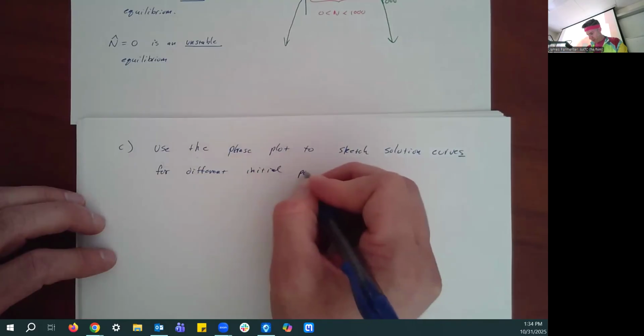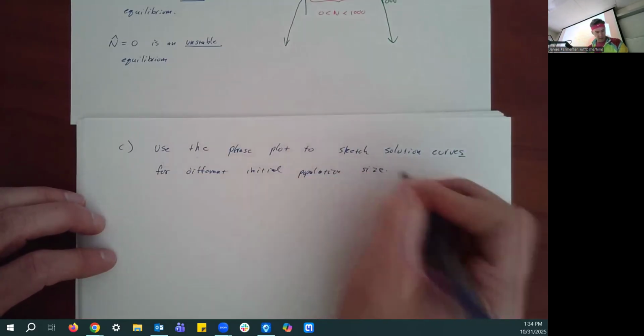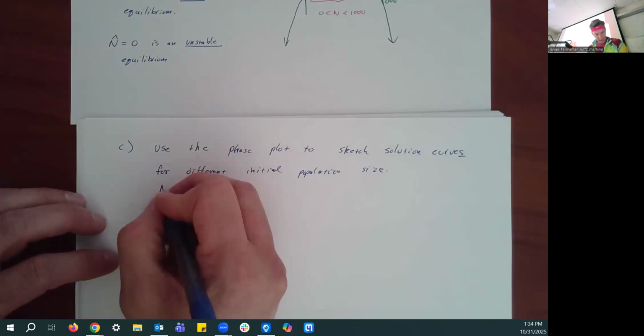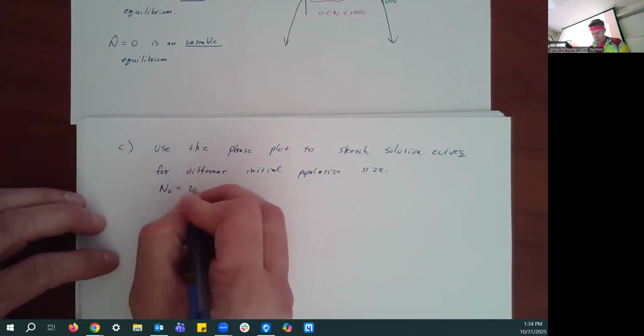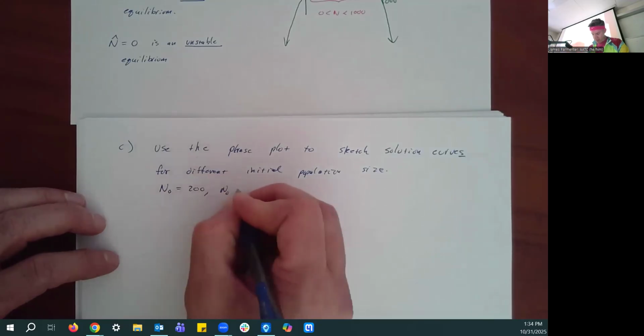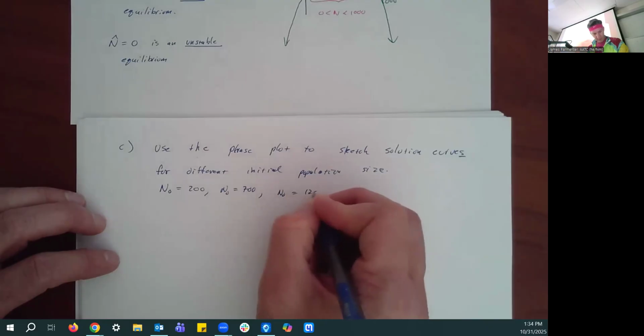Initial population sizes. Let's say we have initial population sizes. We'll say 200, 700, and 1200.